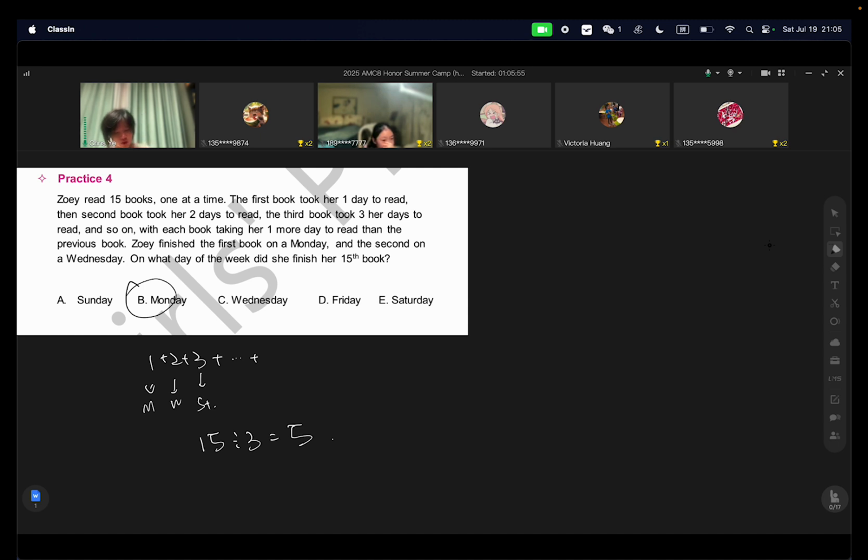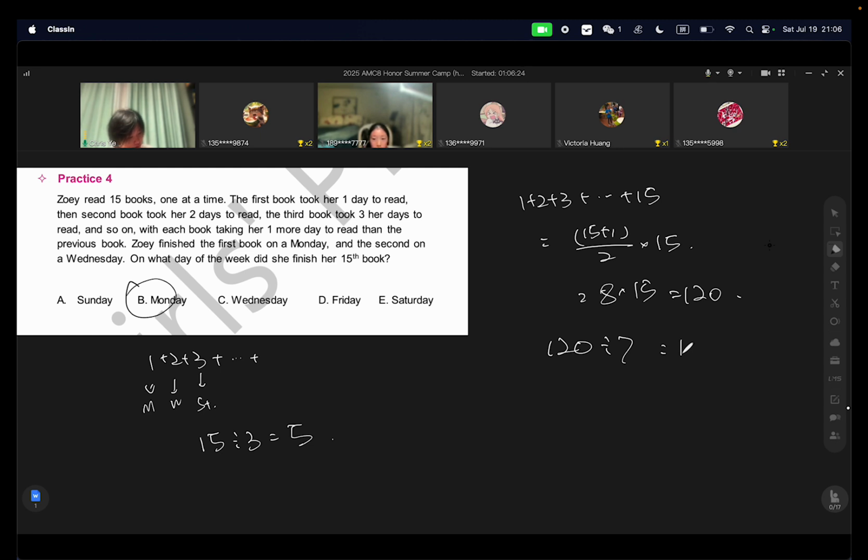So we're using this formula that we had before, 1 plus 2 plus 3 all the way to 15. It's going to be 15 plus 1 divided by 2 times 15, because that is the number of terms we have in the sequence. So that's going to be 8 times 15 equals 120. But then it says that she finished the first book on a Monday, and we can just divide 120 by 7, which is 7 days in the week, and we have 119 or 1. We basically have remainder 1. So both of them must happen on the same day of the week. So since she finished the first book on a Monday, the answer is just going to be Monday. Okay.